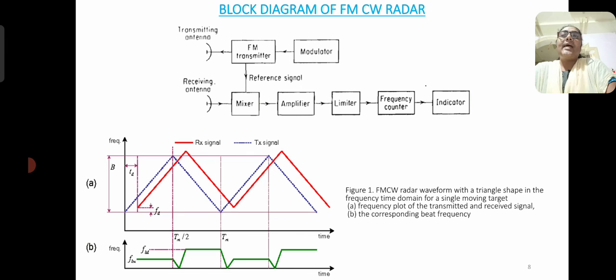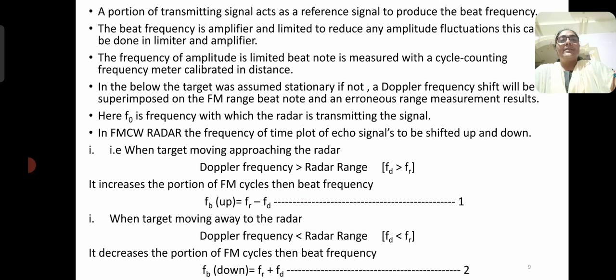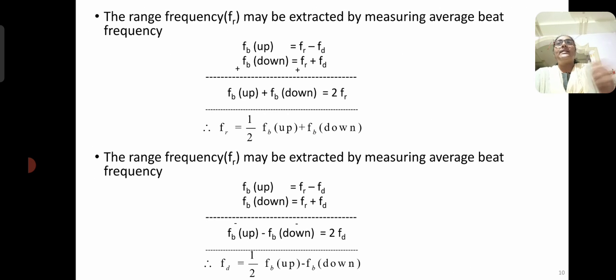Next, when the target is moving away from the radar, the Doppler frequency will be less than the range. Therefore, fd is less than fr. Now, if you want to get the range frequency fr by measuring the average beat frequency, fb up is equal to fr minus fd, fb down is equal to fr plus fd. So we are going to do fb up plus fb down is equal to twice fr. Here we are getting the radial velocity of the target.